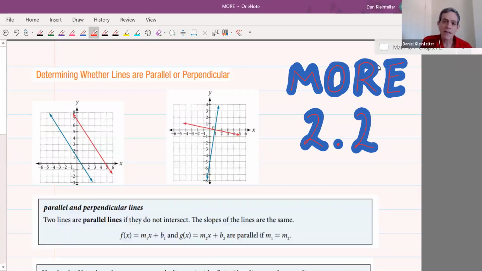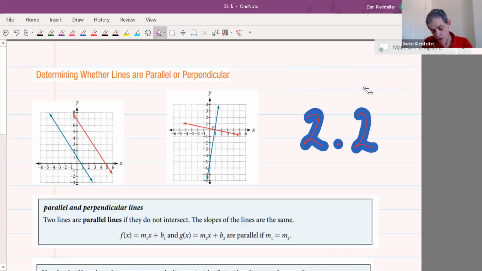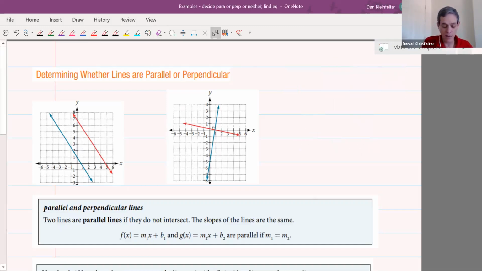Welcome back, everybody. In this video, we'll continue working on section 2.2 in our look at graphs of linear functions. We're going to start off by looking at parallel and perpendicular lines. First of all, I'm going to assume that you know what it means for two lines to be parallel.